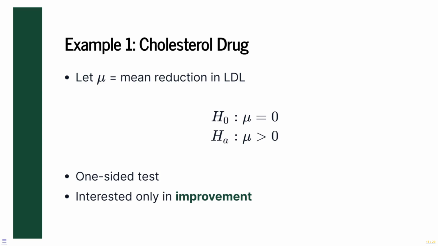Consider a study of a new cholesterol-lowering drug, and let mu represent the mean reduction in LDL cholesterol. Hypotheses are H sub 0, mu is equal to 0, and H sub A, mu is greater than 0. This is a one-sided test because we are only interested in whether the drug reduces cholesterol.